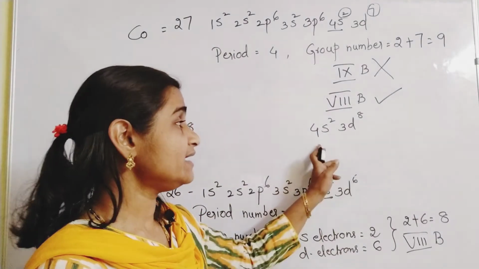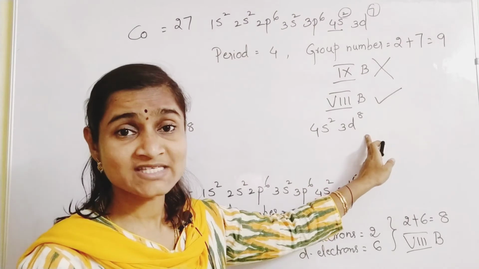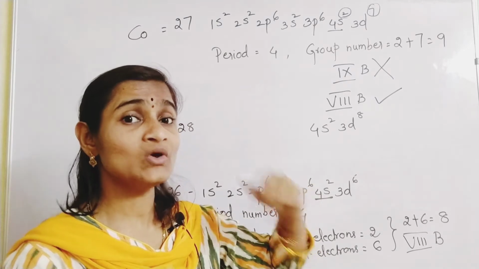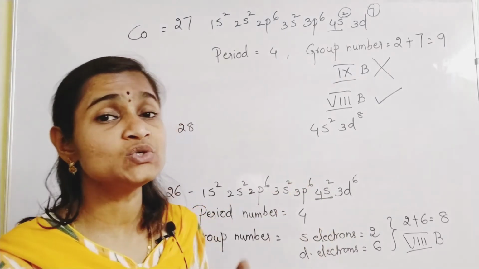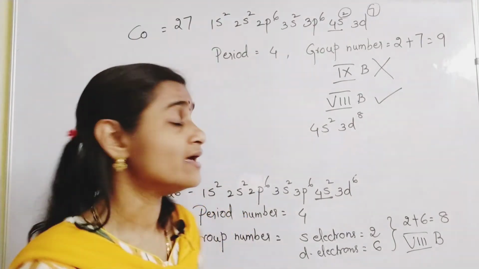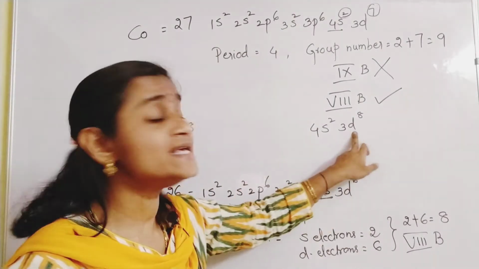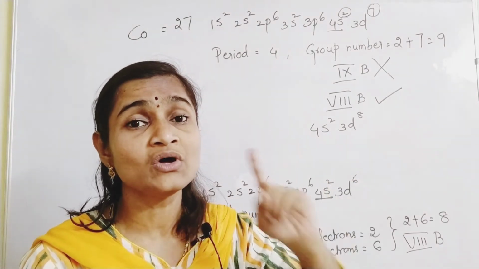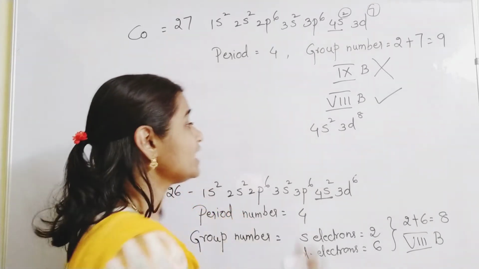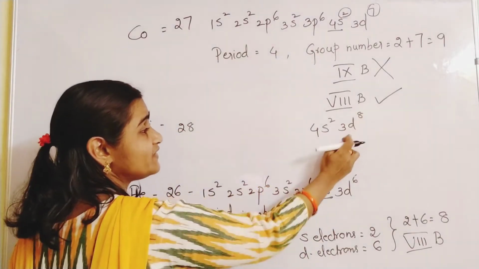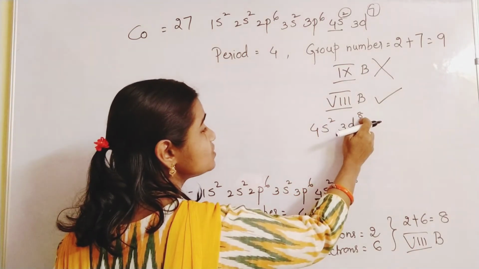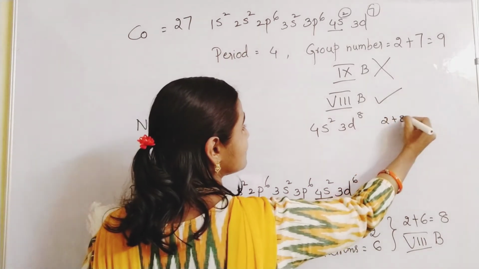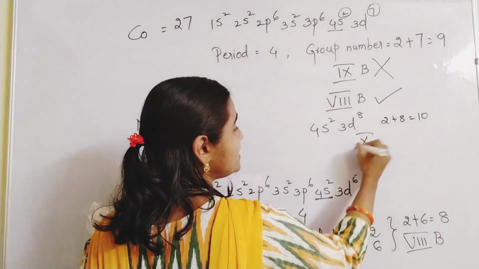If you get 8 by adding these two, it belongs to 8th B group only. If you are getting more than 8, they also belong to 8th B group only. Until when? Until the d subshell is completely filled with all 10 electrons. That condition is also to be applied, please remember. Here the d subshell has 8 electrons, and 8 plus 2 gives 10, but a 10th B group won't be there.